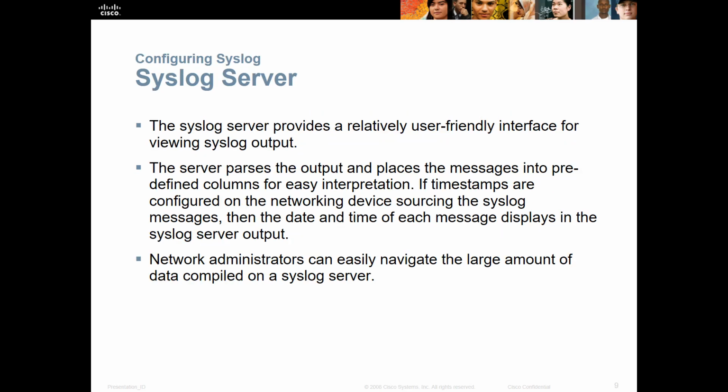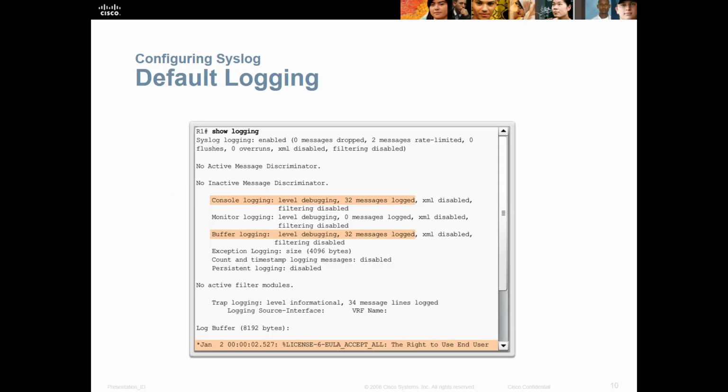The Syslog server provides a relatively user-friendly interface for viewing the Syslog outputs from multiple devices. The default logging, things like console logging or buffer logging, will have 32 messages logged. And again, at the bottom, that will be the proposed output.